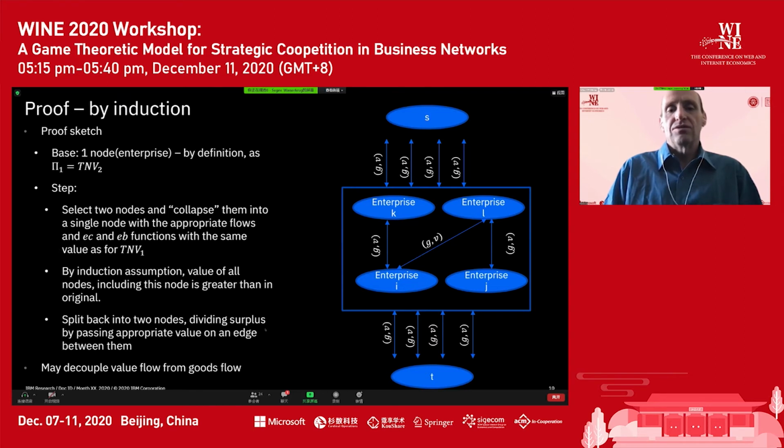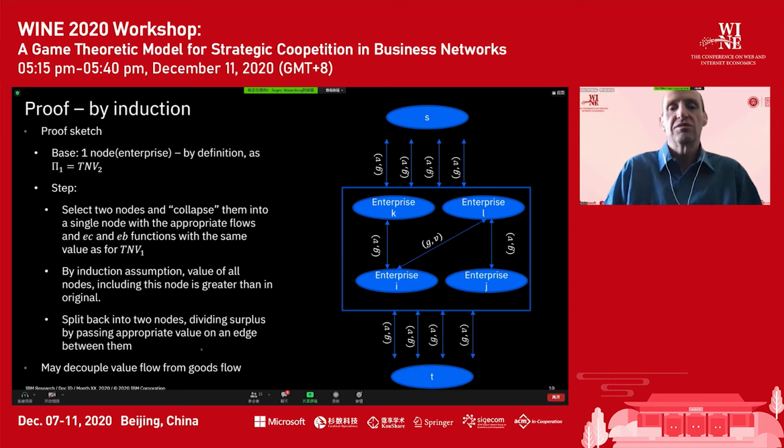I'll explain that a little later on. But before I do that, I want to give the sketch for the proof of this property. This is carried out by induction. For the base, we have one enterprise, and for a single enterprise this holds by definition, as all the values must flow inside and outside the network. For the step, we can arbitrarily select two nodes and collapse them into a single node. We just need to make sure that the value and goods flow is maintained and defined appropriately, with the same value as TNV1. By the inductive assumption, in this new network a flow can be found with a greater value. Then we can split it back into two nodes, dividing the surplus by creating an additional appropriate edge between the two nodes that we coupled together. And this shows the proof.